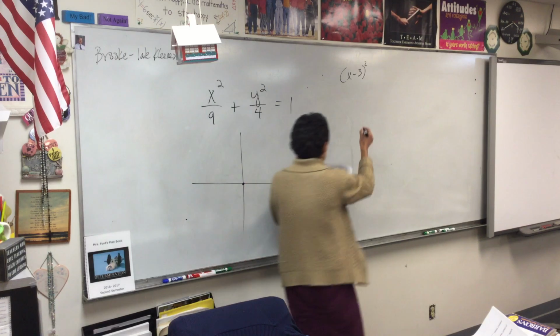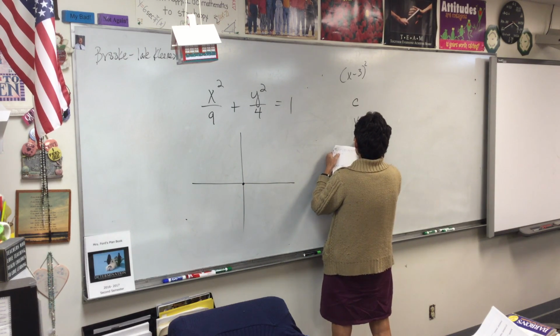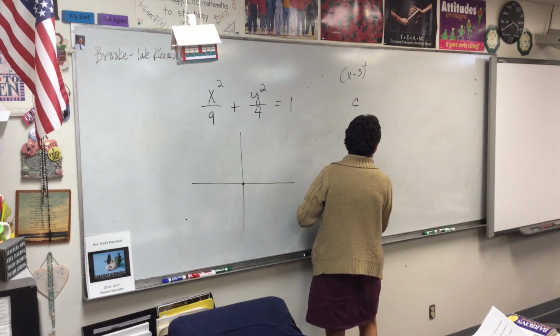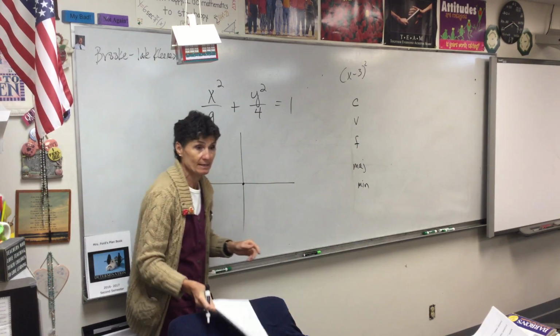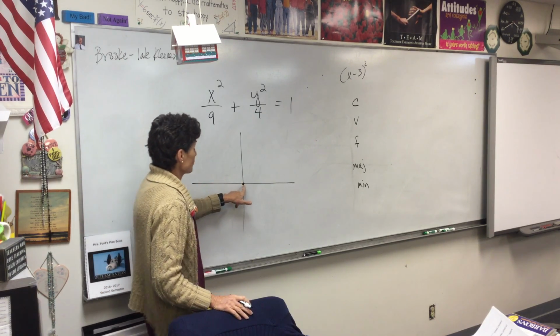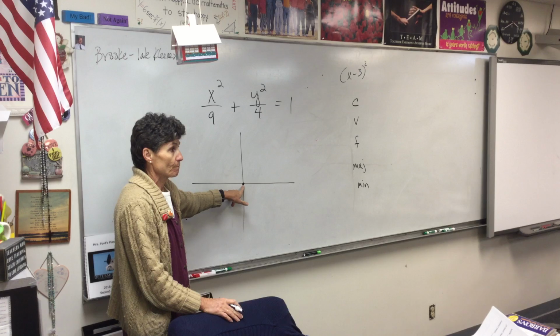So you have a center at the origin. I'm going to make a list over here. I have to find the center, the vertices, the foci, the major axis, and the minor axis. That's the information I have to find. This is going to be easy, though. You're going to enjoy this. All right, so the center is at the origin.